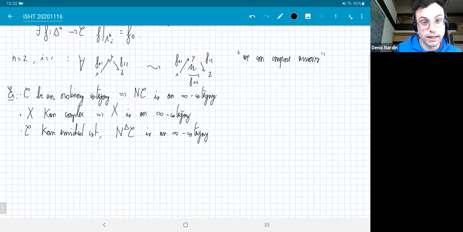And another thing, for today, I'm going to put this nerve in front of one-categories to denote that I'm getting an infinity category. But I will see in a moment there is a canonical identification of categories inside quasi-categories, inside infinity categories. And so starting from the next class, I'm going to silently drop this and just identify the category with the associated infinity category, because it just simplifies the notation.